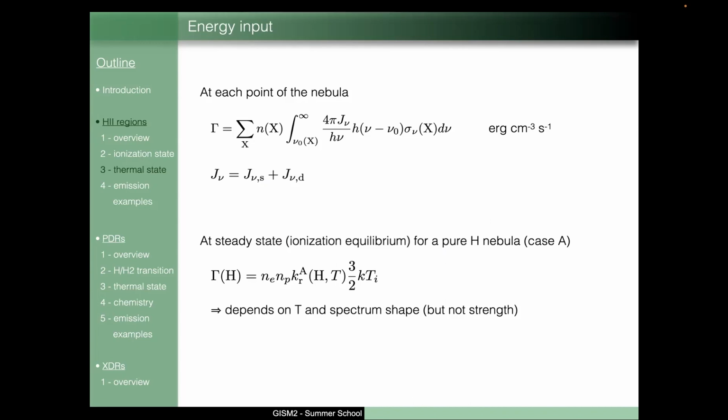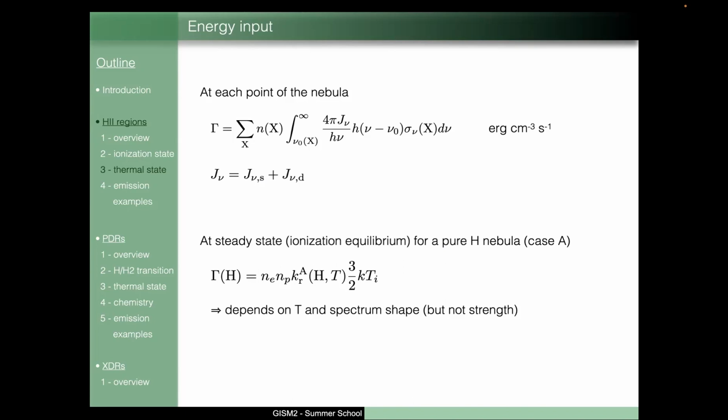So to illustrate this, if we look at a pure hydrogen nebula and we plug in the ionization equation that we derived before, then we can get this equation for the total photoionization heating rate in a pure hydrogen nebula. And what this equation is showing, so the 3/2 kT_i is in fact the mean energy of a photoelectron for each photoionization. So what this equation shows is that the heating in an H II region doesn't depend on the strength of the radiation field of your star, for instance.